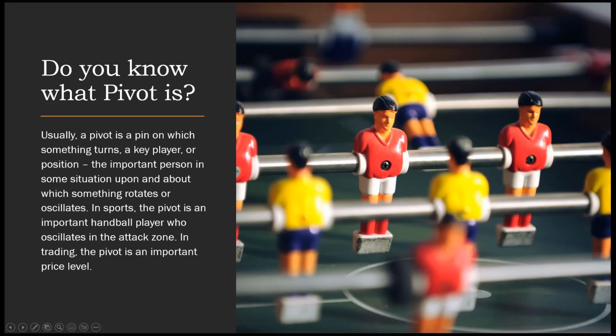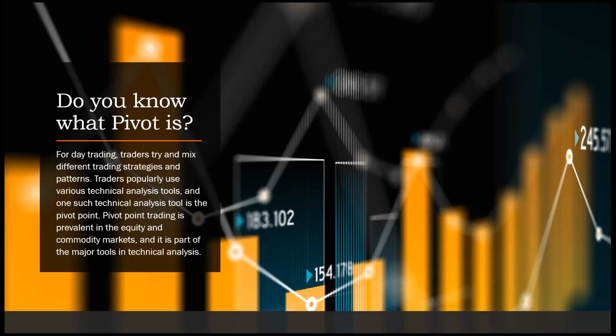Now, do you know what a pivot is? Usually a pivot is a pin on which something turns, a key player or position, the important person in some situations upon or about which something rotates or oscillates. In sports, the pivot is an important handball player who oscillates in the attack zone. In trading, a pivot is an important price level.